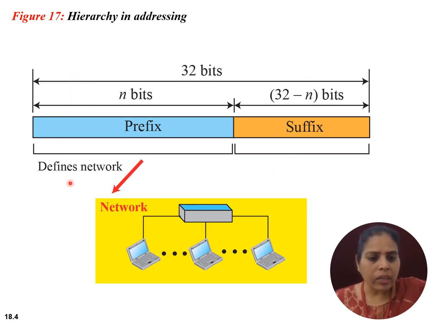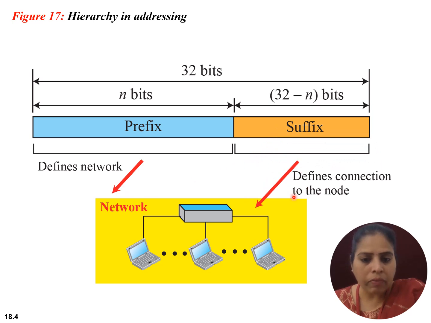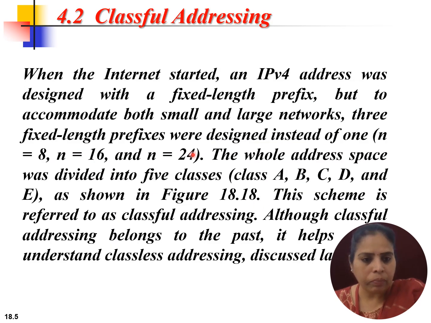So you can see that the prefix is going to define the network part, and the suffix is going to define the actual connection of the node to the network. So we call this classful addressing, and we also have another way of addressing for IPv4 called classless addressing.